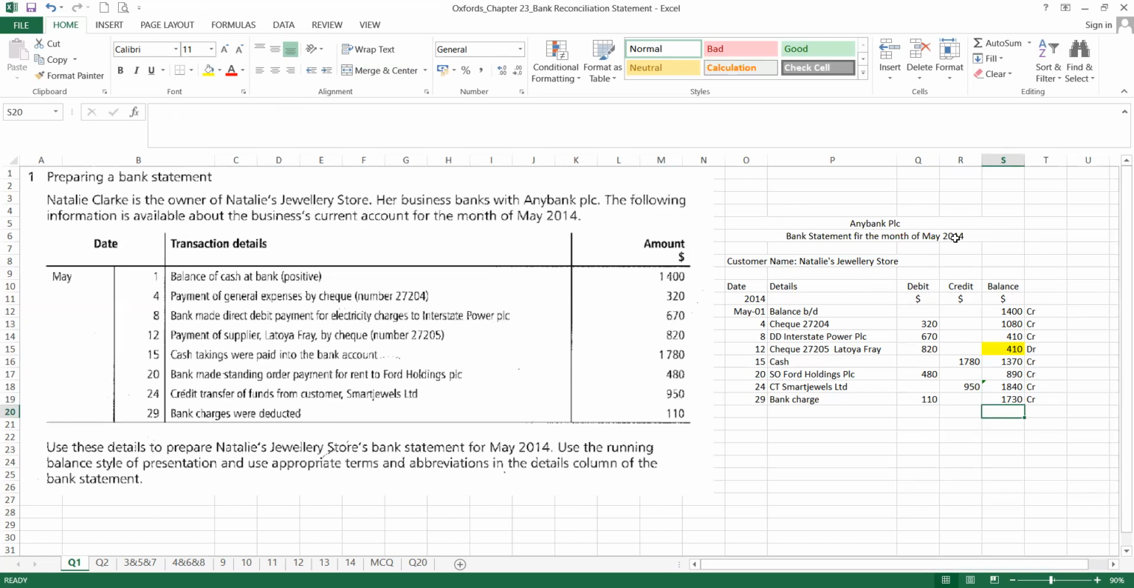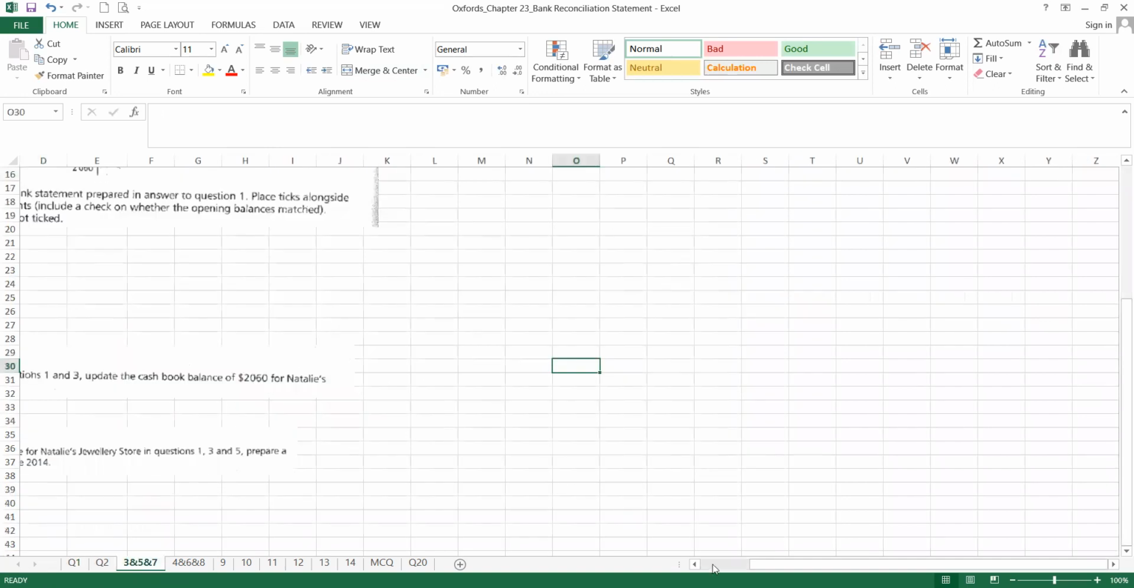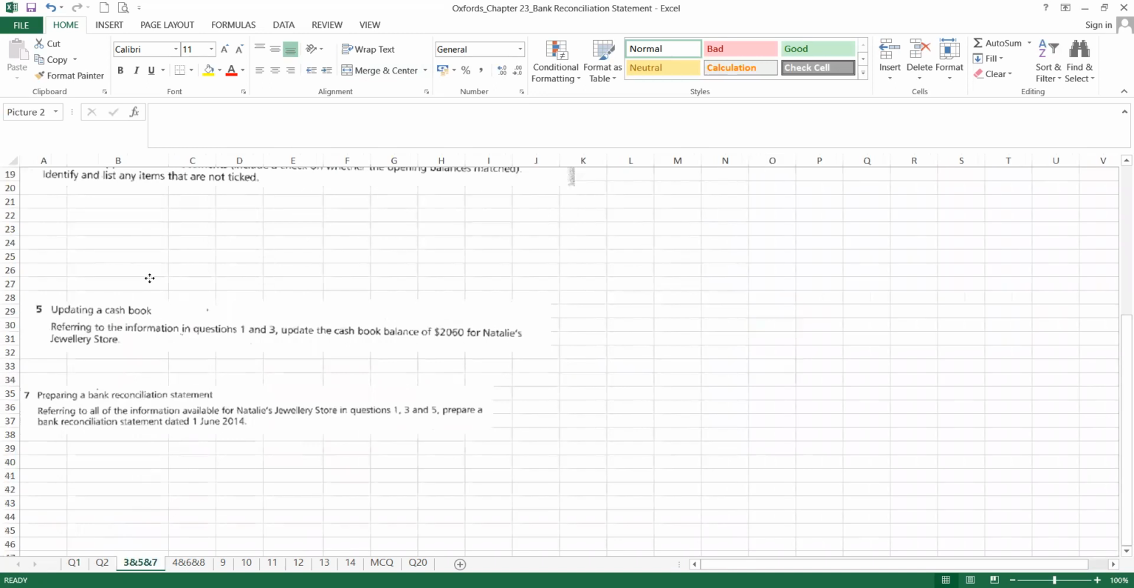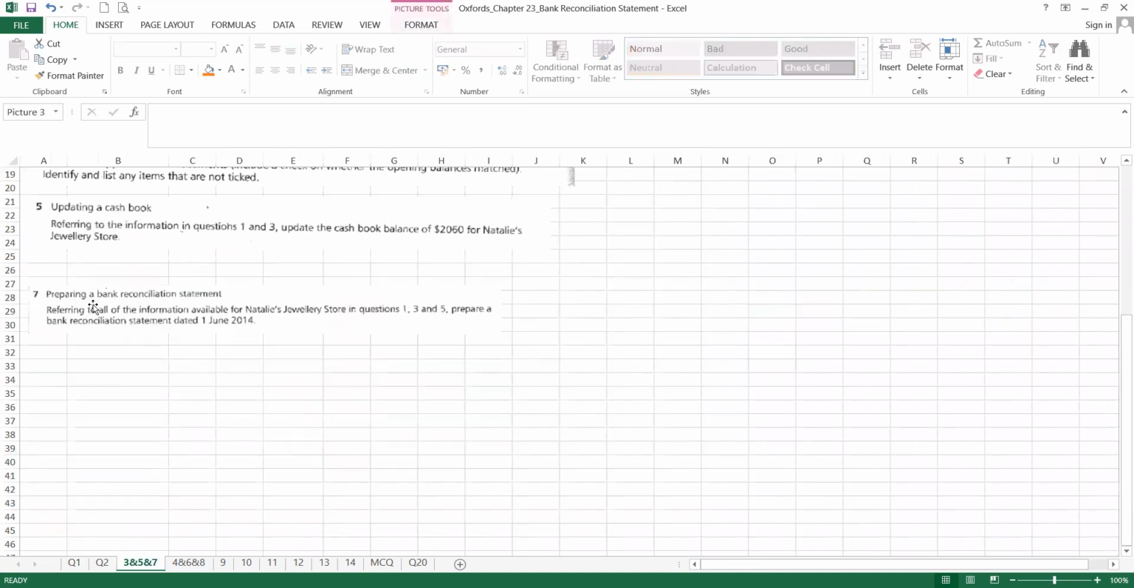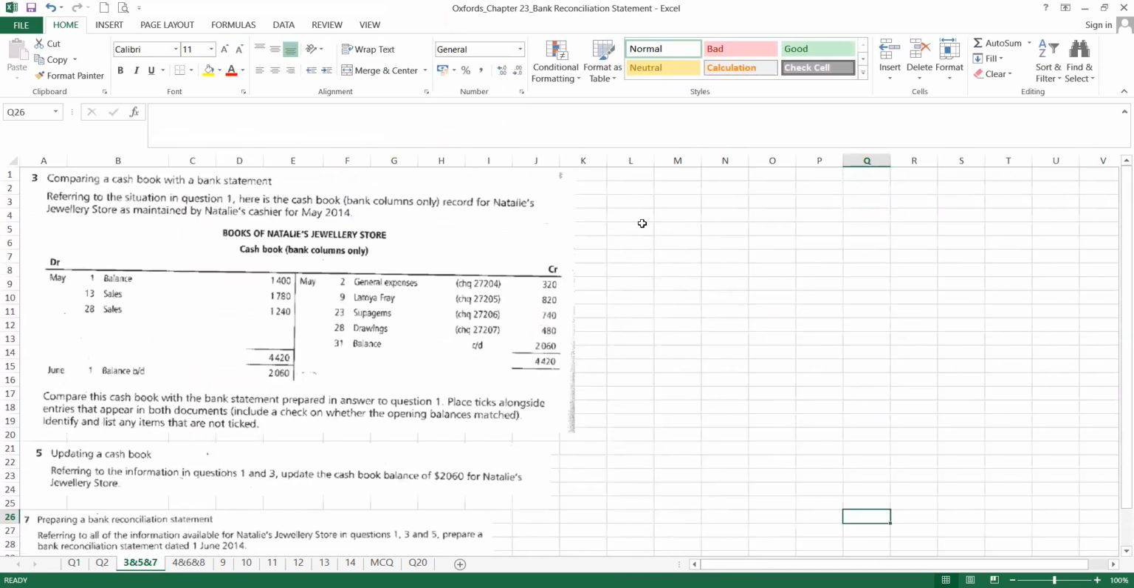Bank statements normally have this type of columnar format. Okay, question number 2, as usual, please do the work. Questions 3, 5, and 7. Because normally these questions are all related, I will do one shot and show you how to do it. So for number 3, compare a cash book with the bank statement. Refer to the situation in question 1.